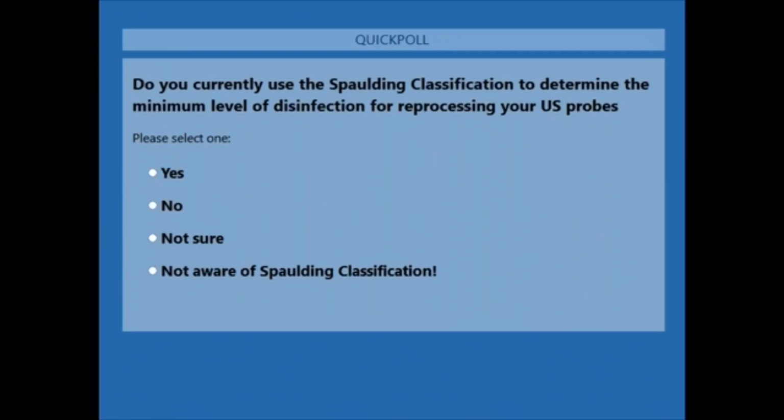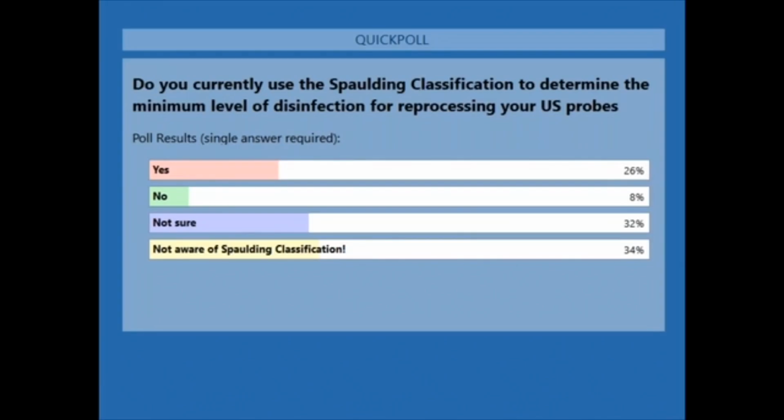The question here is, do you currently use the Spaulding classification to determine the minimal level of disinfection for reprocessing endocavity probes? Yes, 26%. No, only 8%. Not sure, 32%, and not aware of the Spaulding classification, 34%. So a fairly even distribution between yes, not sure, and not aware of the Spaulding classification. We will be going over those in just a moment.